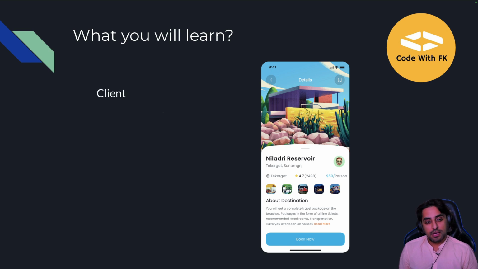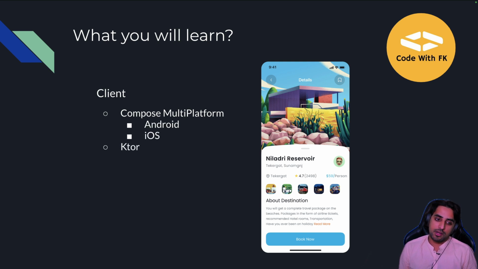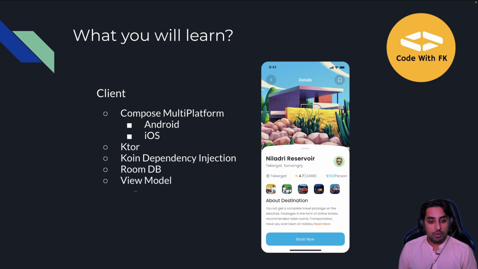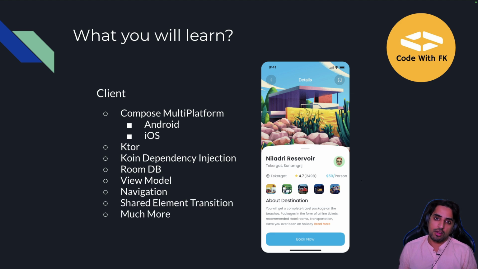From the client perspective, we will implement the whole project in Compose Multiplatform. We'll implement the Android and iOS side of that. We'll again use Ktor for the client-side backend implementation. We will use Koin dependency injection for both backend and client side. We'll use Room database, ViewModels, navigation, shared element transition, and a lot more.